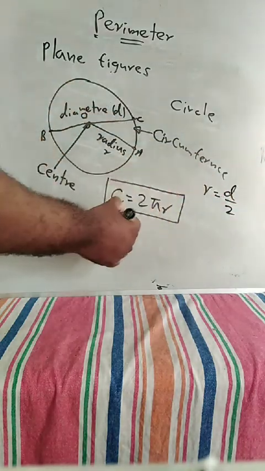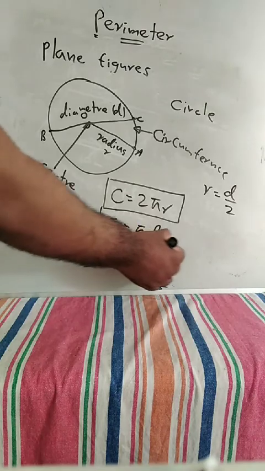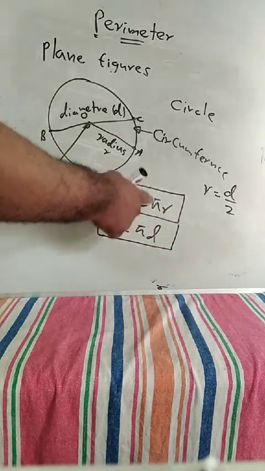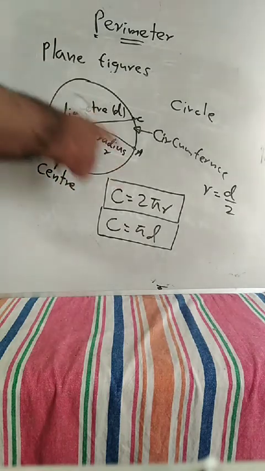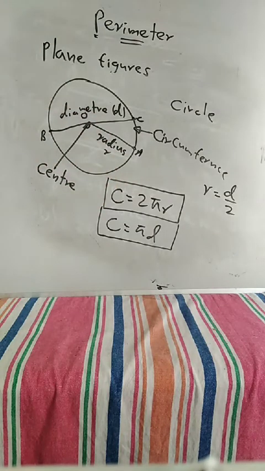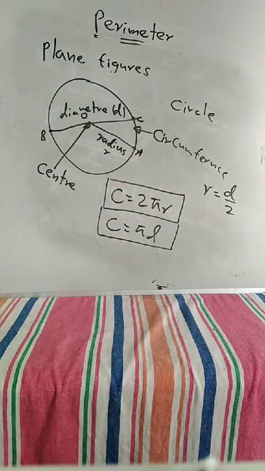Then you can substitute this: C is equal to πd. Now we can use this formula to find the circumference of the circle. Not today, but we should learn this. In new lessons, we talk about circles.